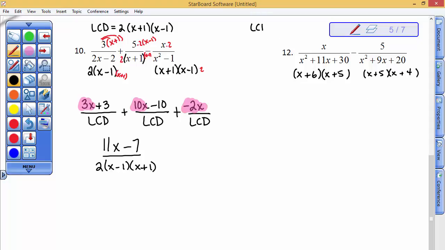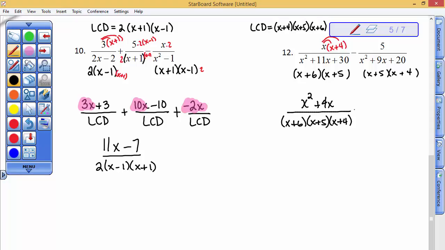So the LCD for this problem has 3 binomials. It's got an x plus 4, an x plus 5, and an x plus 6. So again, x plus 4, x plus 5, and an x plus 6. So this fraction has the x plus 5 and the x plus 6. So it is missing the x plus 4. So when I distribute that, I'll have an x squared and a 4x. So an x squared plus a 4x. I'm going to get a little bit more proper here, and so now that has the x plus 6, it has the x plus 5, and now because of what I just did, it has the x plus 4.